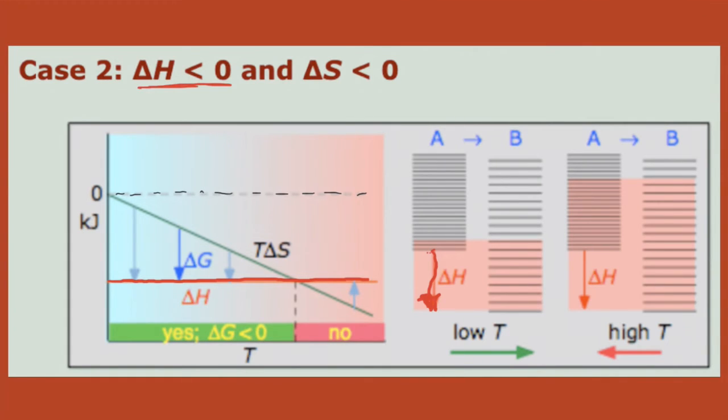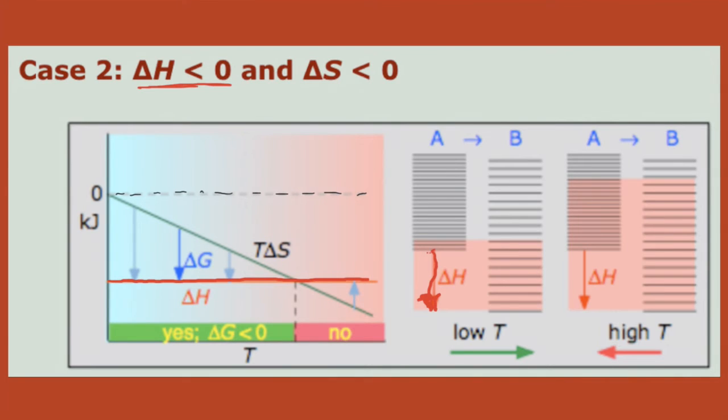Notice that the first energy level, the lowest one for B, always starts below the first energy level for A because B is more stable. It has a lower energy level. That's what negative delta H means. If you proceed from A to B, you are at a lower energy level, a more stable state.